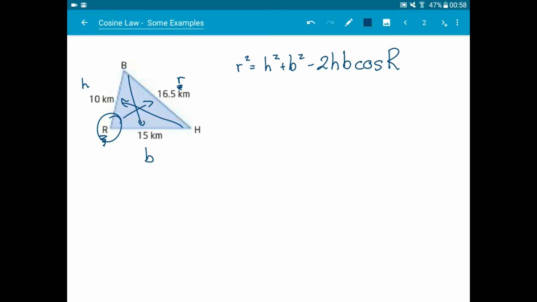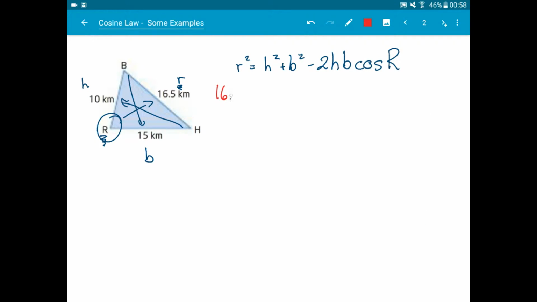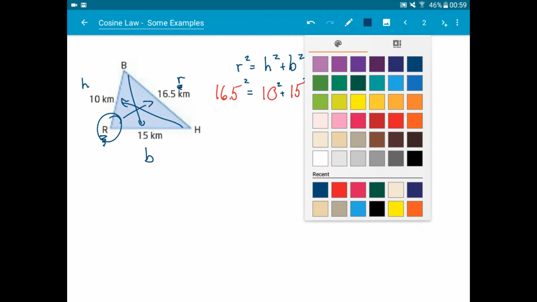Okay, now it's not really any different than what we did before. We're just plugging in what we know. So let's use our red again for our substitutions. We've got 16.5 for the r's. Okay, only one r appears. Then we've got h is 10, so 10 squared. And for b, we've got 15. Okay, everything else just carries down from the other equation. Cosine big R. And now this is just a matter of simplification again.